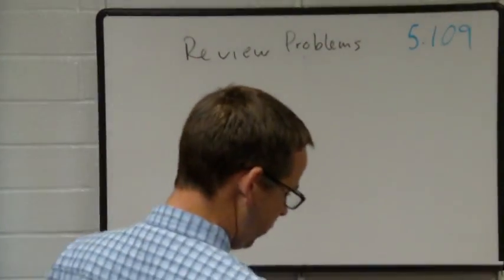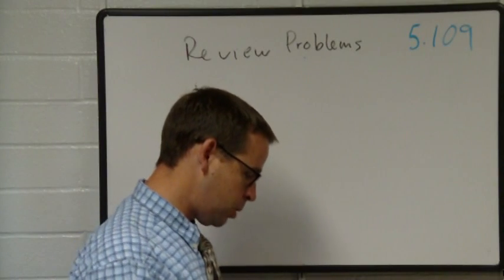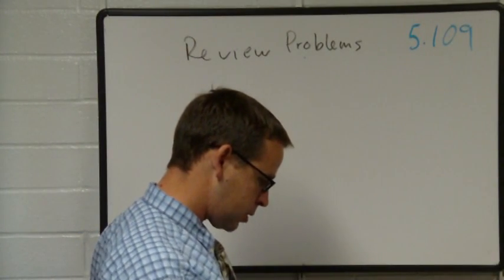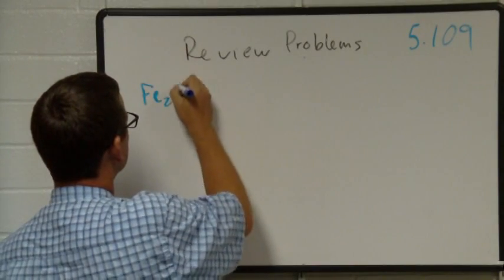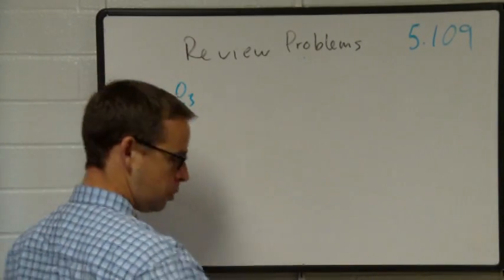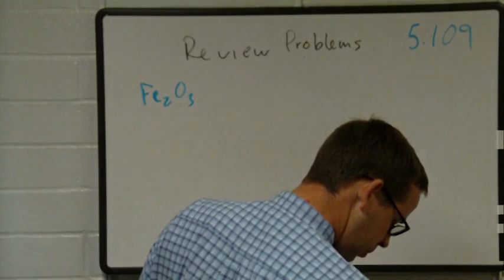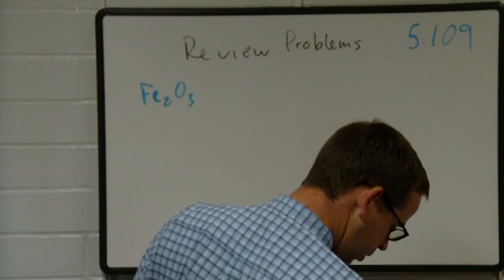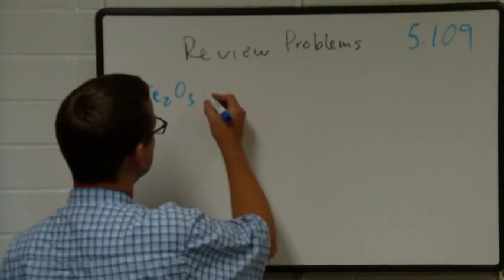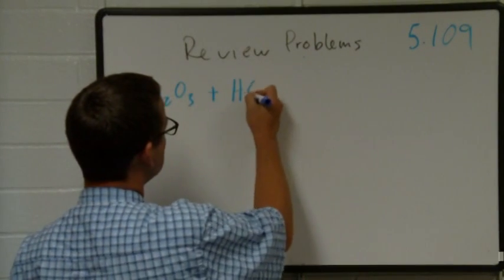All right, review problem 5109. Suppose that 4 grams of solid iron oxide, Fe2O3. So we have iron 3 oxide. Suppose that 4 grams of solid Fe2O3 is added to 25 milliliters of 0.5 molar HCl. So this is added to HCl.